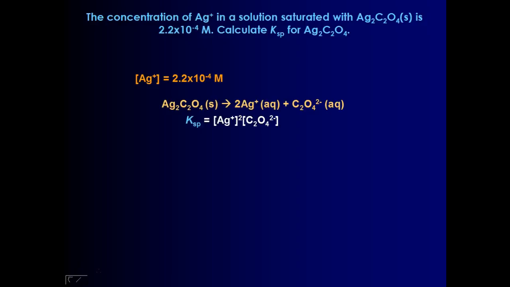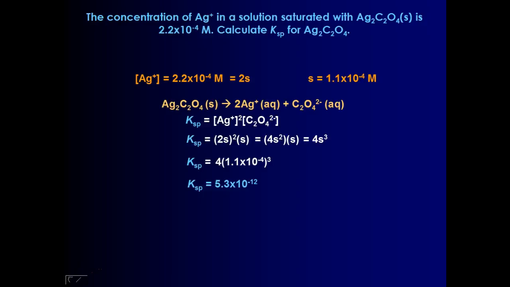The KSP would be silver squared times the oxalate. If silver is 2s, because I make 2 silvers for every 1 oxalate, I can figure out what S would be. It'd be half of that, 1.1 times 10 to the negative fourth. And I can put that into my K expression to solve for the KSP value, 5.3 times 10 to the negative 12. This is a much smaller K value. Only a small amount of silver oxalate will dissociate, and that makes sense since most oxalate compounds are insoluble unless they're with an alkali metal or ammonium.